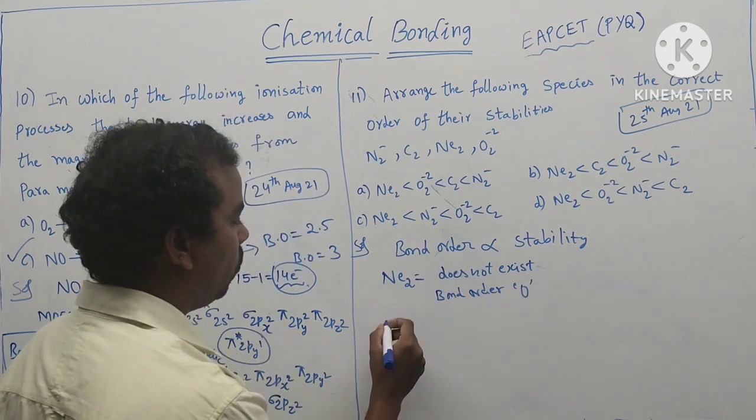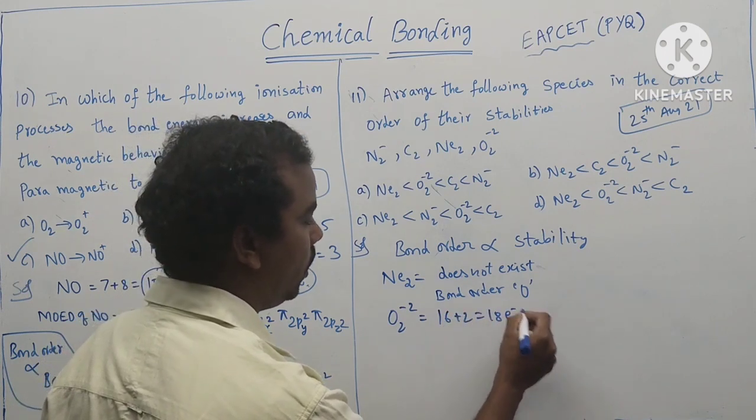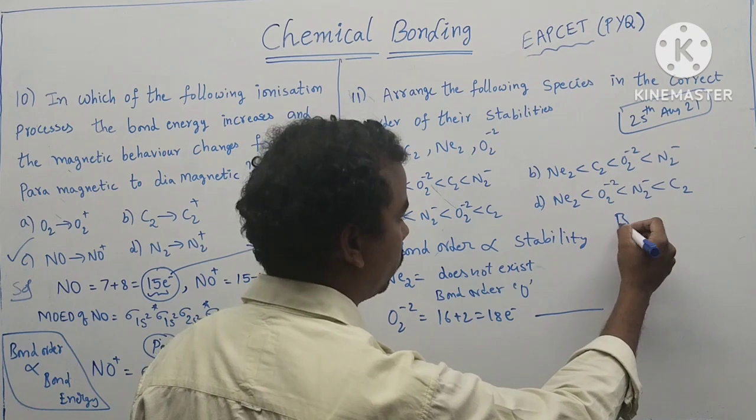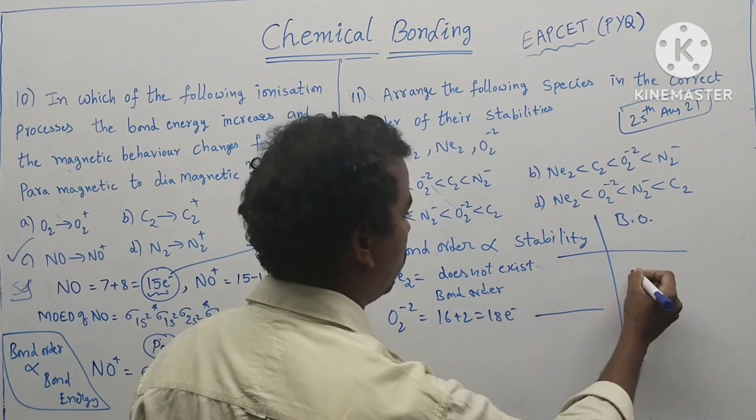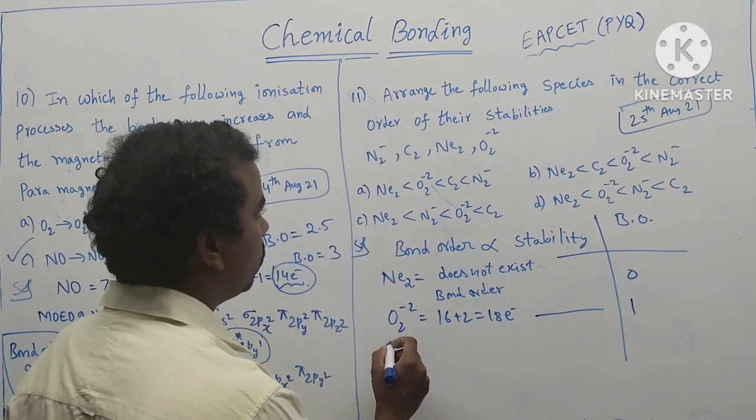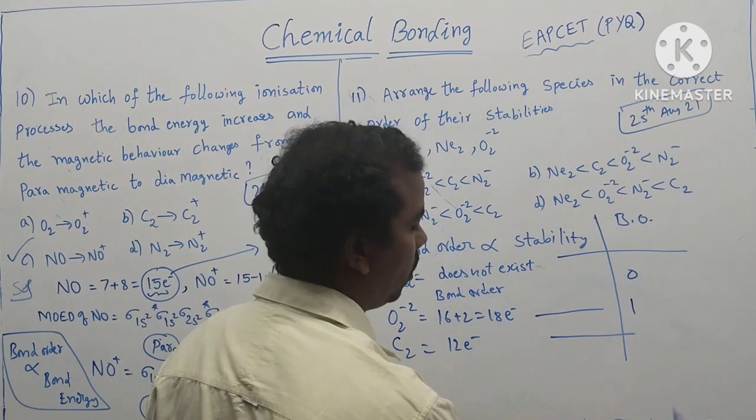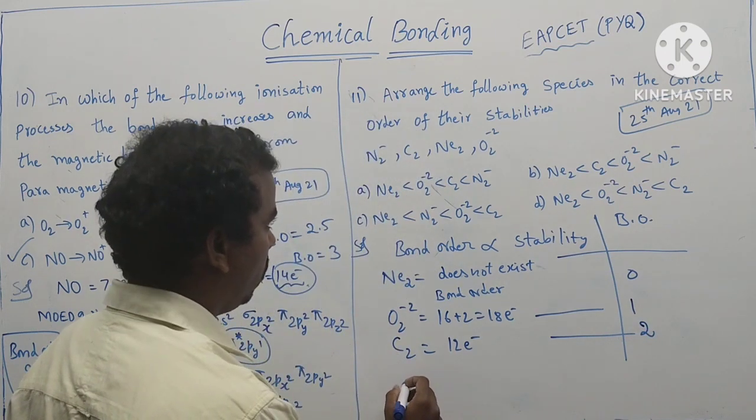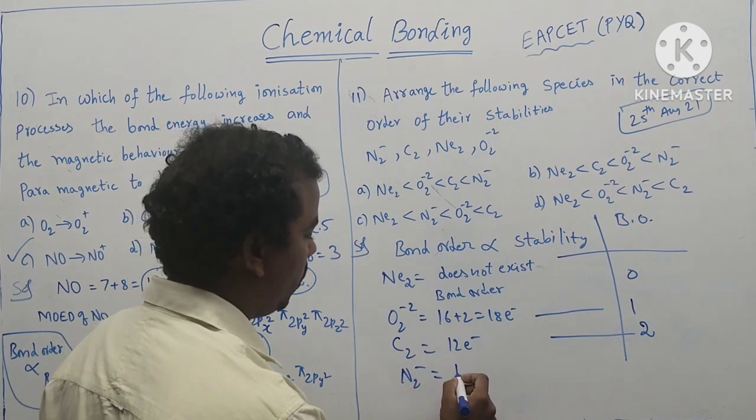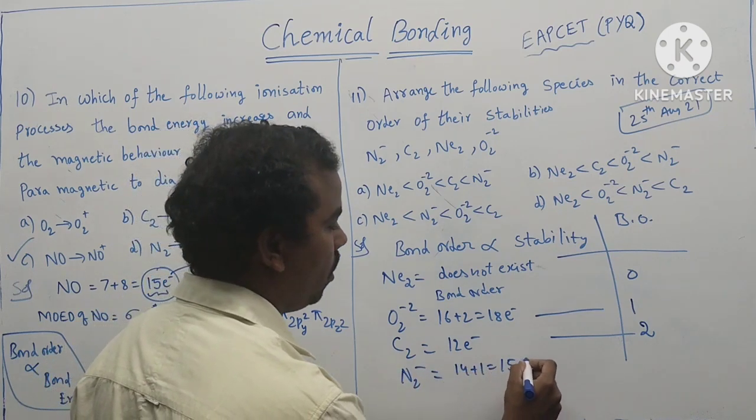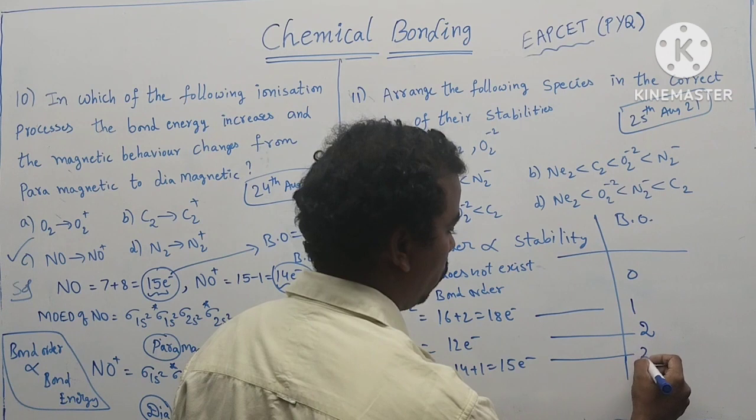Next, O2 minus 2 means 16 plus 2, 18 electrons, bond order 1. C2 has 12 electrons, which means bond order 2. Next, N2 minus: 14 plus 1, 15 electrons. For 14 electrons the bond order is 3, and for 15 electrons it decreases by 0.5, so 2.5.